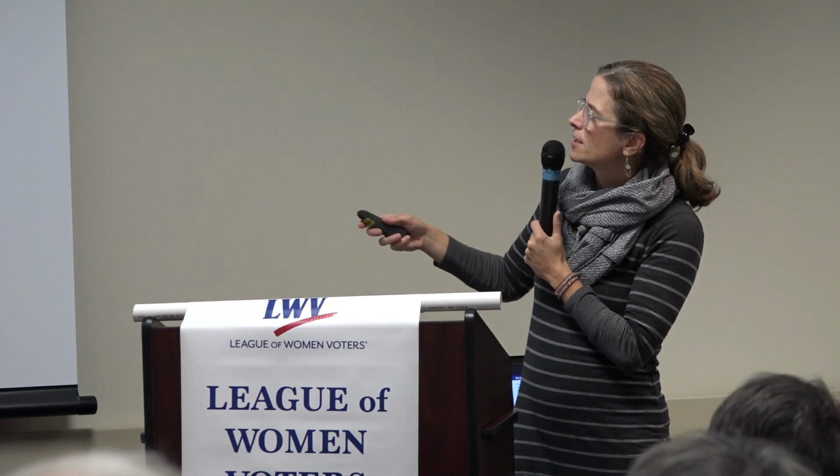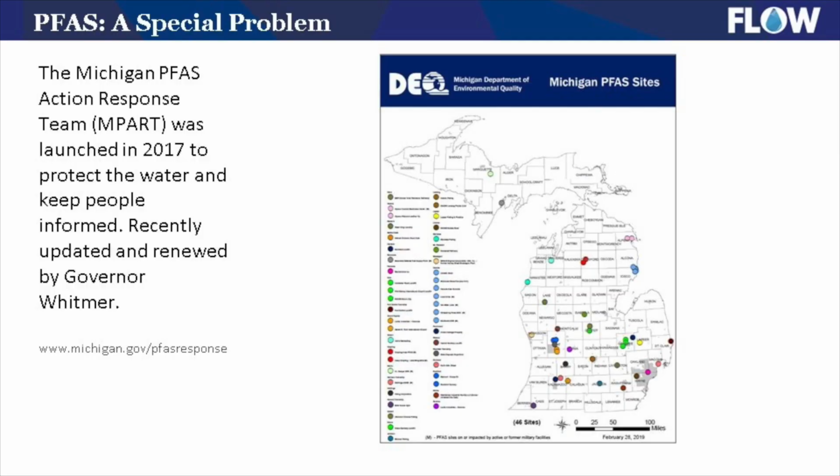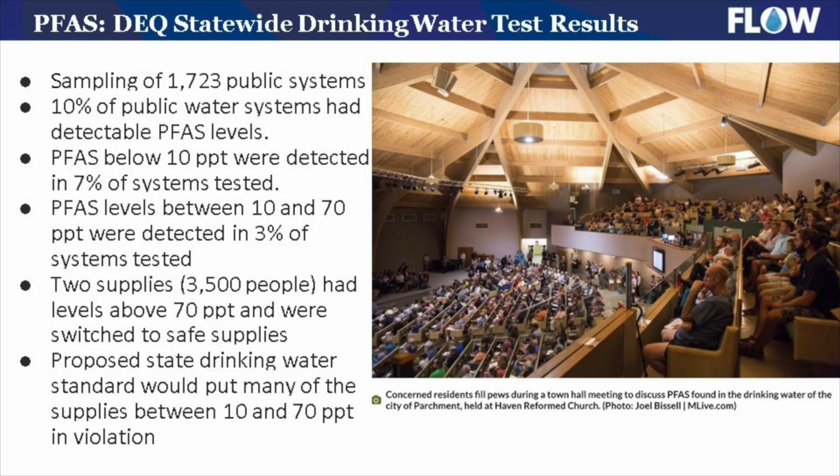This is MPART. This is the response team that I mentioned before, and testing over 1,700 public water supplies. And this is a picture of folks in Parchment, Michigan, because it was there that PFAS was found in their drinking water.